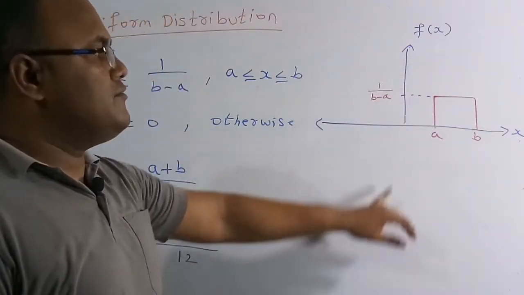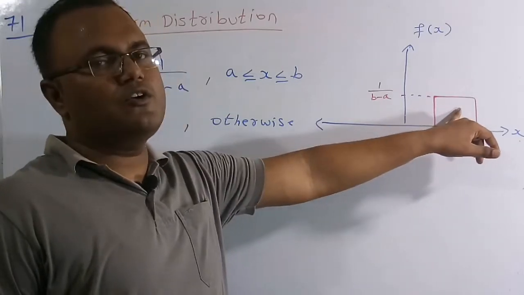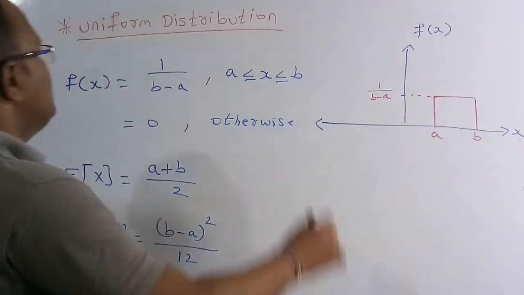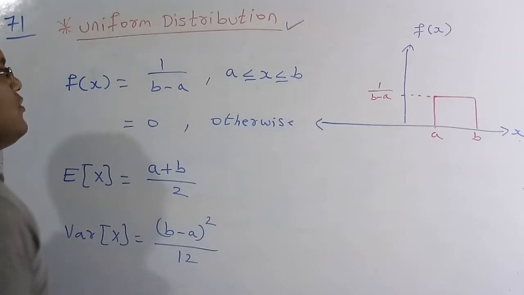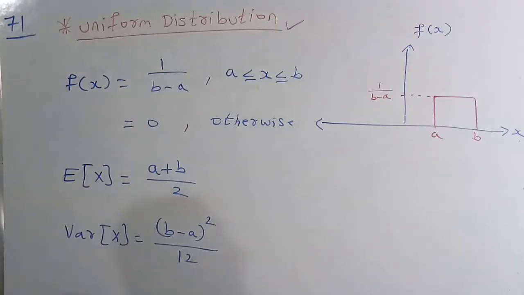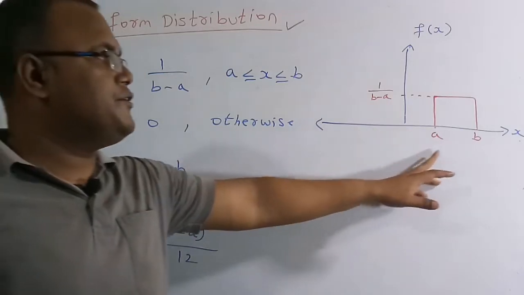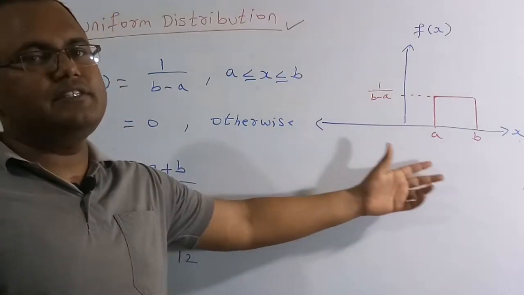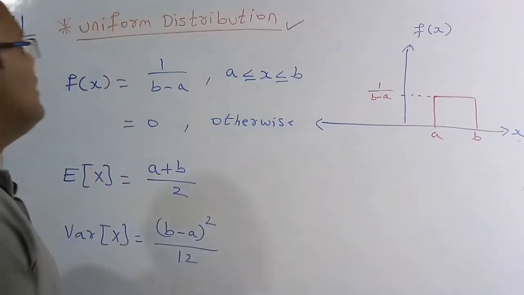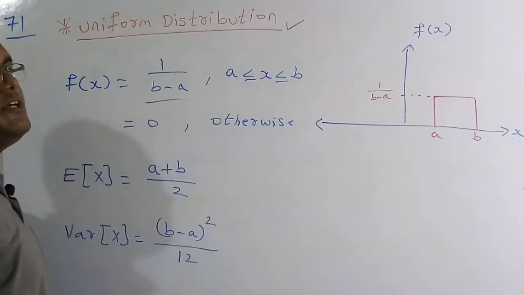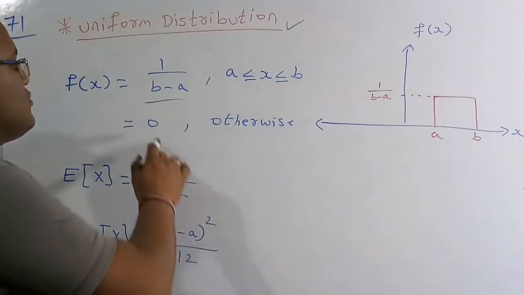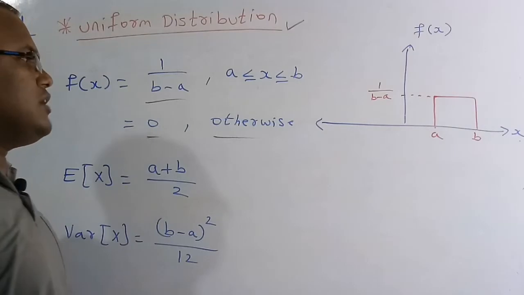So from a to b its value is uniform, or constant, so it is called a uniform distribution. By seeing this graph we can say that the function f of x is equal to 1 by b minus a for a to b, and for all the remaining ranges it is equal to 0. So f of x is equal to 1 by b minus a for a to b, and equal to 0 otherwise.